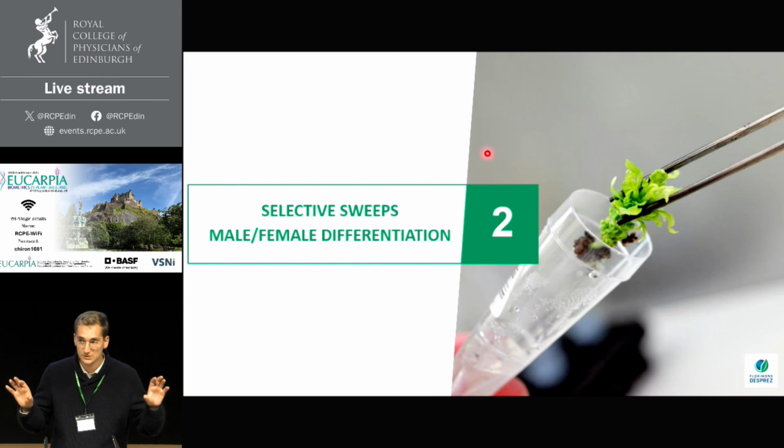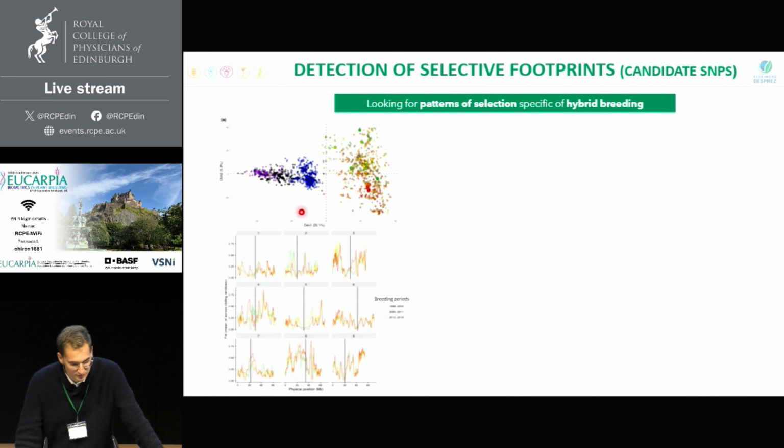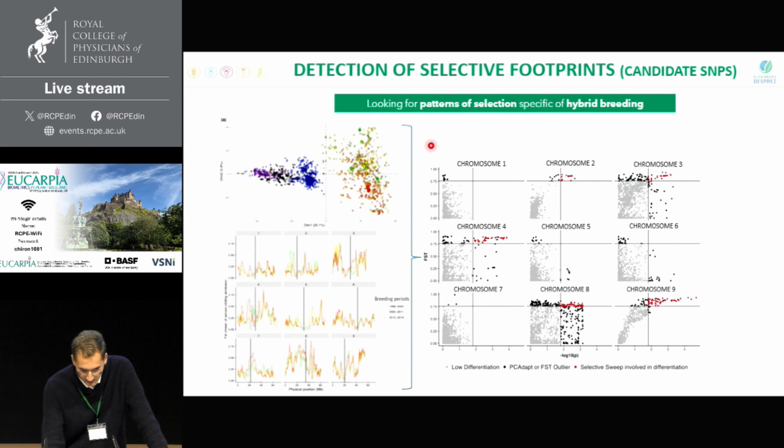So let's look at it. In order to do so, we used two methods that we combined in order to limit the identification of drift-linked patterns. The first method was using PCAdapt. We are using here the first axis of the PCA, and to know which markers are contributing the most to this axis. And the second method was using FST, so allelic differentiation. And this is the kind of patterns we get.